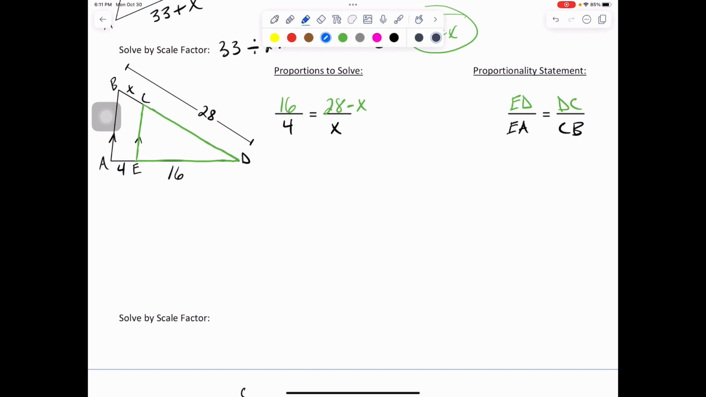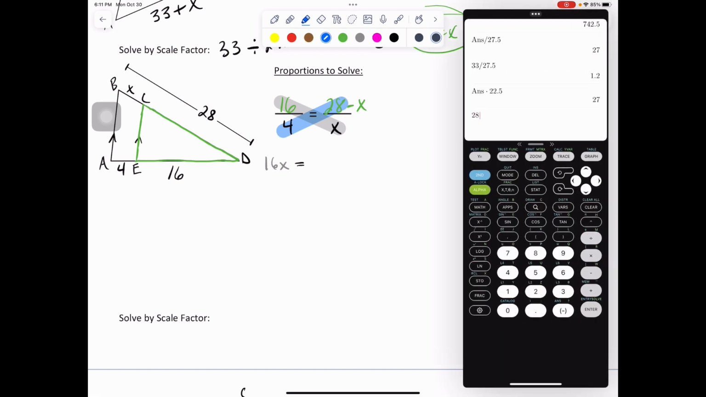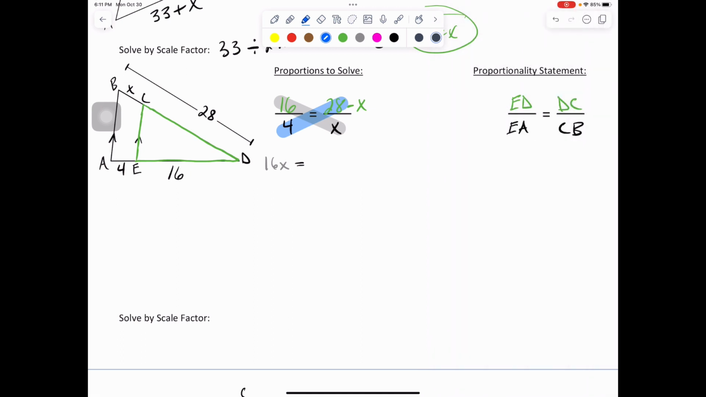From here, again, yes, we just simply cross multiply to solve. First thing we'll do is that 16 times X, which is going to give us 16X. We will set that equal to, and let's go ahead and work through. 4 times 28, 56, and 2 should be 112. Let me just double check that math. I just want to make 100% sure, and we are correct.